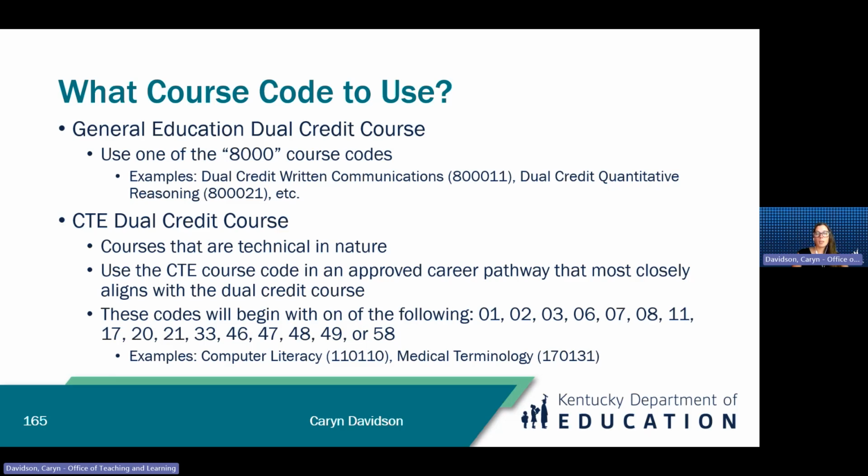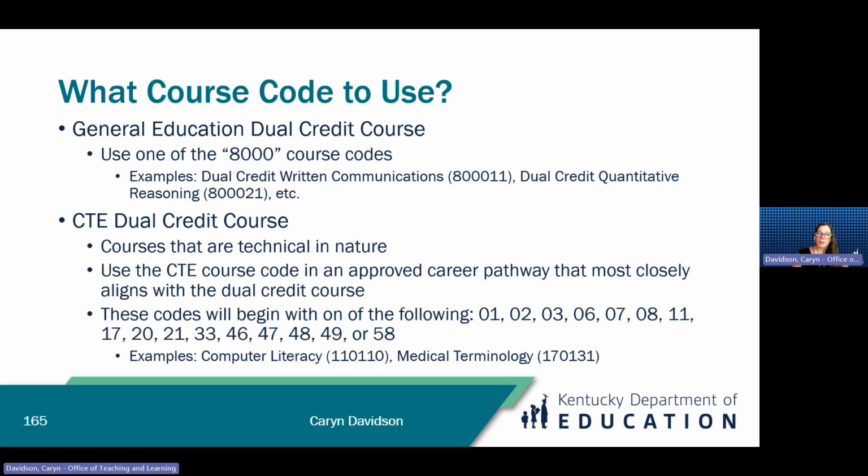And if there really is nothing that matches, which does happen quite frequently since college coursework goes above and beyond what's expected to be taught at the high school level, we recommend using state course code 909999, which is school defined course. Please note, however, that usage of that state course code does require local board approval.